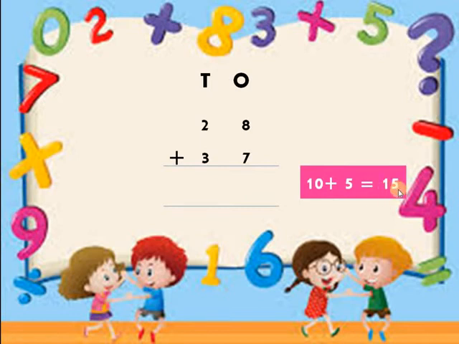1, 5, 15. Here 5 is in ones place, 1 is in tens place, so it can be written as 10 plus 5, which we have seen in the previous video of the expanded form. So this ones number, that is 5, we are going to write in ones place, and this 1, which is the tens digit, we are going to write in tens place.